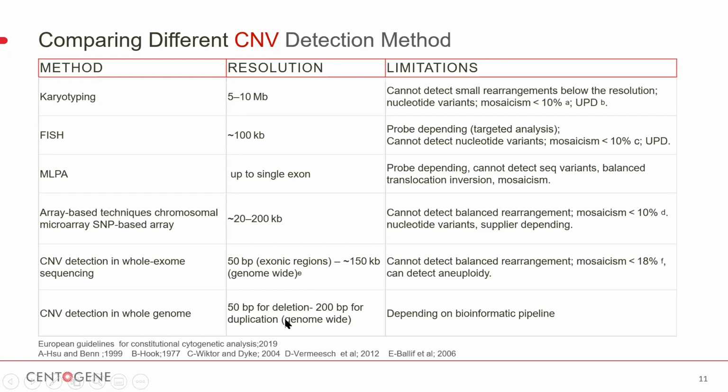And for the whole genome sequencing, the added advantage is that it can detect the copy number variant whenever it is present in the genome, including coding and non-coding regions. So the limitations here for the whole exome will be detection of balanced rearrangements and mosaicism, the same as the previously discussed method, less than 18%, but it can detect chromosomal aneuploidy as being a genome-wide analysis. For whole genome sequencing, the copy number variant detection limitations are scanty, but it is dependent on the bioinformatics pipeline used from one lab to the other.